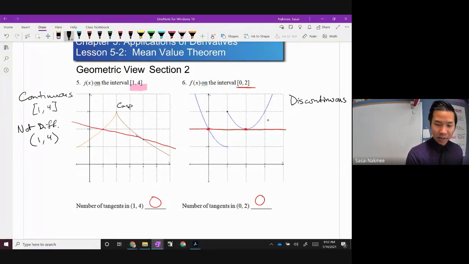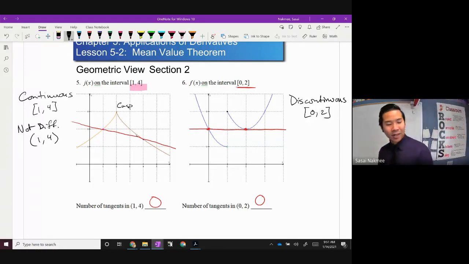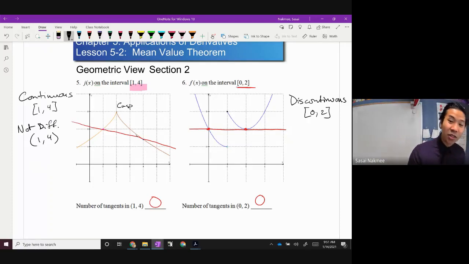You guys see why it's discontinuous? At what point do I have a problem for this function to be continuous here from 0 to 2? At 1. That's right, Monica. At 1. That's right, Brian. That's right, Brandon. At 1, we have a jump discontinuity, clearly not continuous.